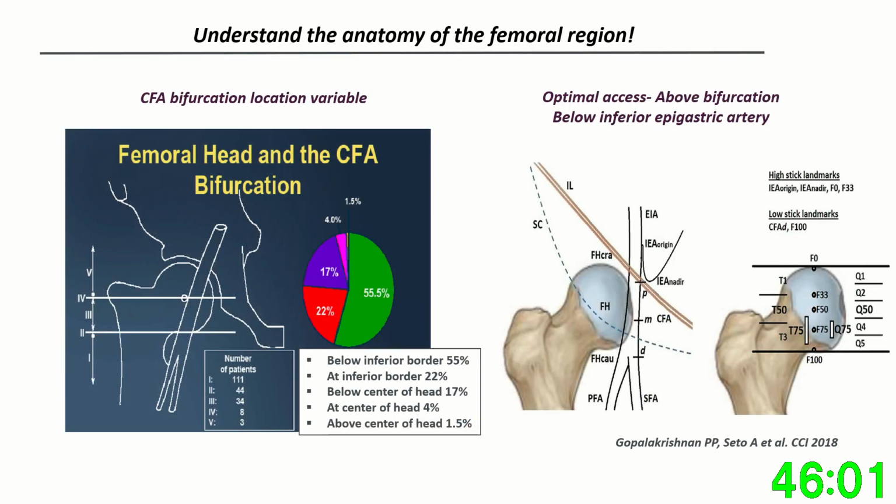You need also to understand the anatomy, because not all the bifurcations are located below the femoral head. So in the vast majority of the cases, the bifurcation is below the femoral head, but sometimes it's just at the level of the femoral head, or sometimes even above the femoral head. This is the so-called high bifurcation. So probably you need to screen the patient with the echo, or if you have a CT before, to understand where the bifurcation is. And if it's extremely high, sometimes you have to go to the opposite side, or even you have to puncture the superficial femoral artery because you want to be at the level of the femoral head.